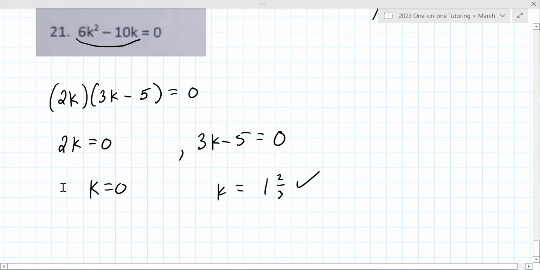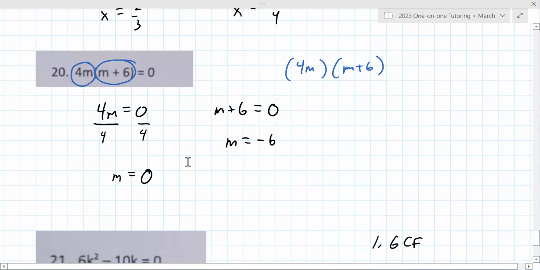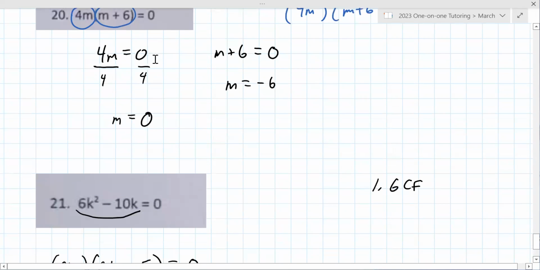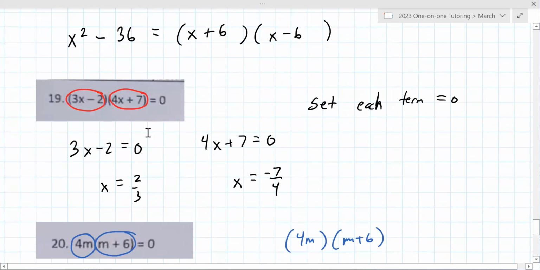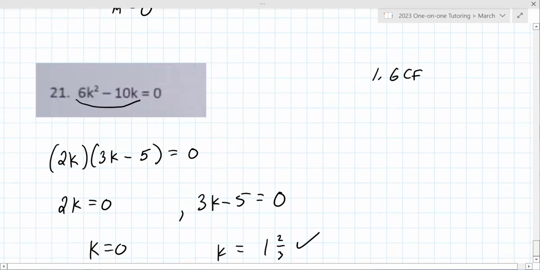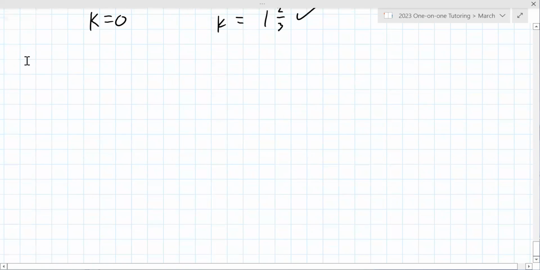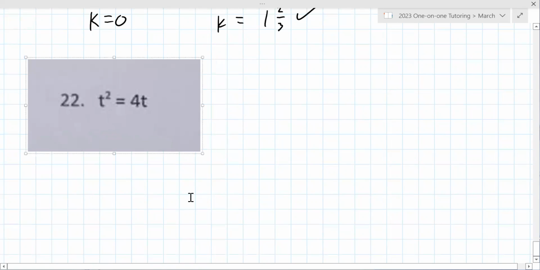All right, very good. Now, one thing I want you to notice here about the last few problems we've done, 19, 20, and 21. Do you see how they're equal to 0, equal to 0, and equal to 0? So you get to a problem like 22, and it's different. It equals 4t. What do I do? You always make the problem look like one that you know how to do. You subtract 4t from both sides of the equation. So it's now t squared minus 4t equal to 0.